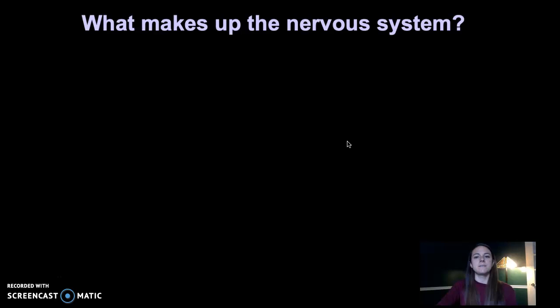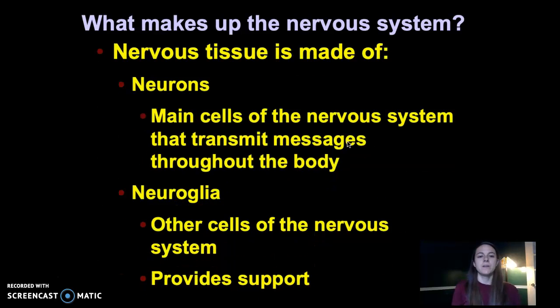All right, structure of the nervous system. What makes up the nervous system? Nervous system is made up of neurons, which are the main cells of the nervous system. And you've probably seen a picture of them before. I'll show you a picture of them on the next slide.